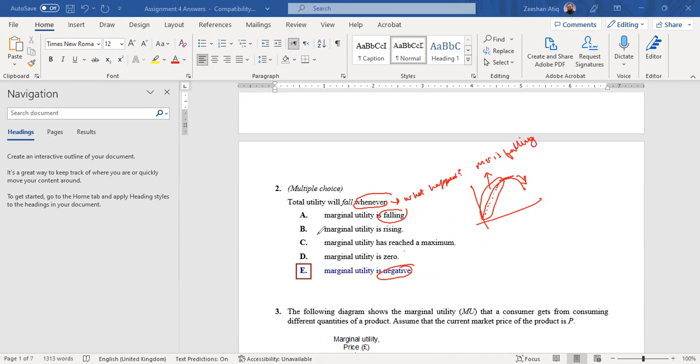Similarly, the 2 points B and C cannot be possible, because you cannot have total utility falling when your marginal utility is rising. So this can be out of the question. And similarly, this is also out of the question, because when the marginal utility has reached a maximum, your total utility cannot be falling. Similarly, when the marginal utility is 0, the total utility is maximum. So the total utility only falls when the marginal utility is negative, for example, the -2 in the upper case.